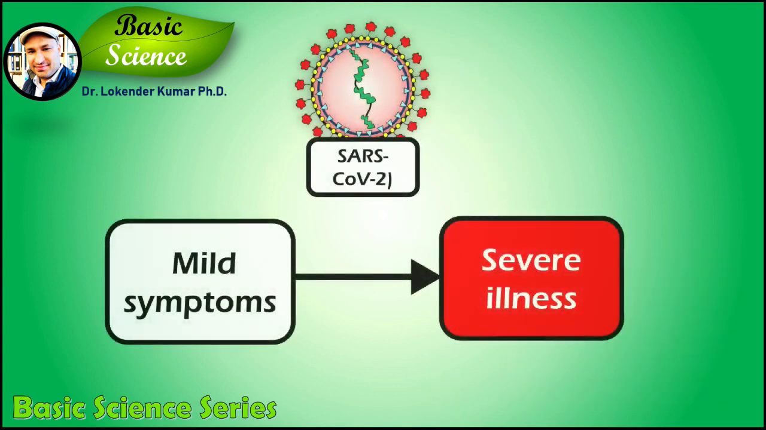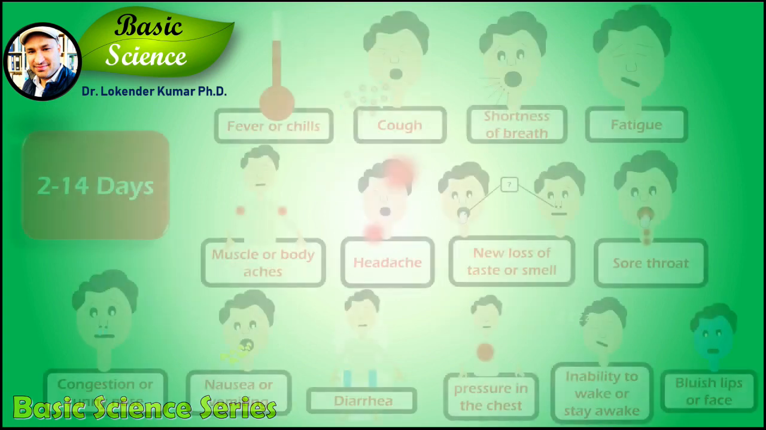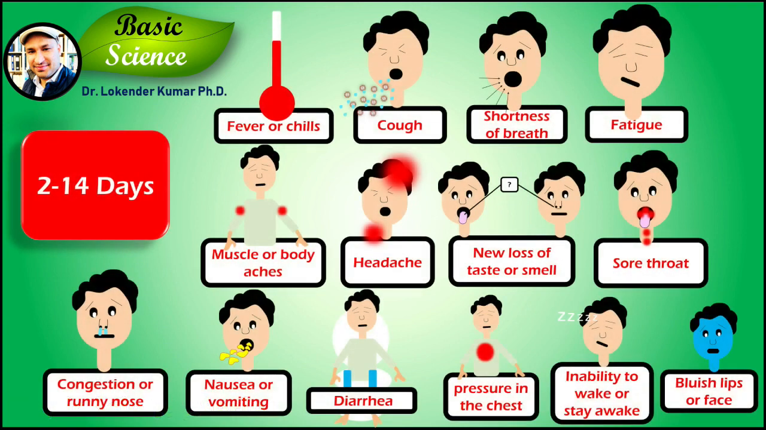Coronavirus disease 2019 or COVID-19 is an infectious disease caused by severe acute respiratory syndrome coronavirus 2, that is SARS-CoV-2. COVID-19 affects different people in different ways. Infected people have had a wide range of symptoms reported from mild symptoms to severe illness. Symptoms may appear 2 to 14 days after exposure to the virus. People with these symptoms may have COVID-19.